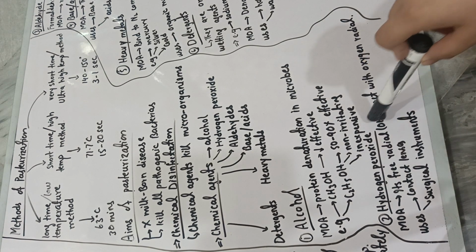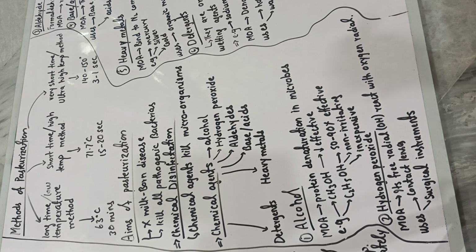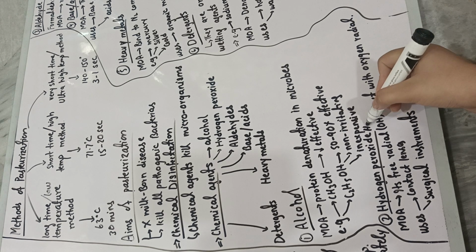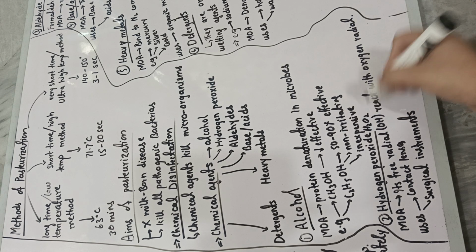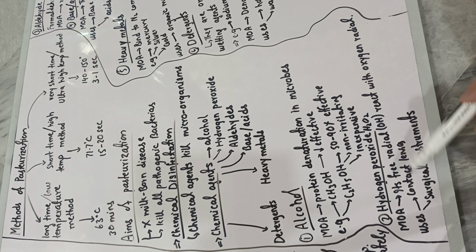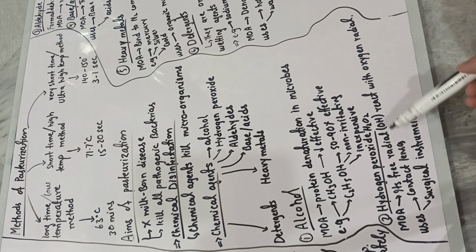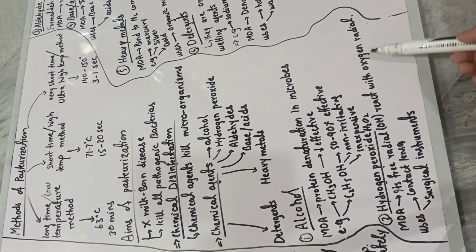Second is hydrogen peroxide. Its formula is H2O2. Its mechanism of action is that it will release a free radical, which is the hydroxyl free radical. This hydroxyl free radical has the ability to react with the oxygen radical, and you know that the oxygen radical is mostly responsible for causing cancer-like diseases. So hydrogen peroxide here is acting as an antioxidant agent.